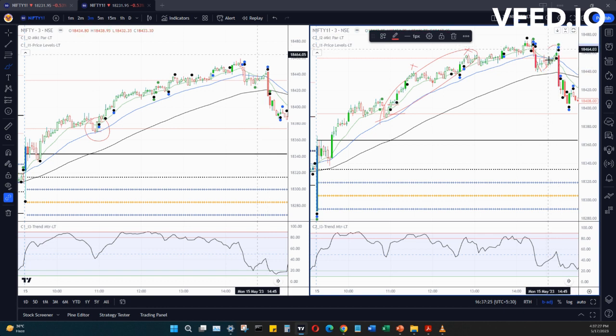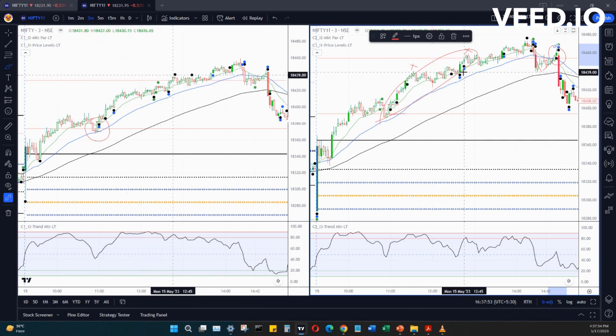Now this is a beautiful setup to enter into a short position, but we do not get into trades post 2:45, because it's not guaranteed that the price may move firmly in one direction. There could be a lot of fluctuation or volatility post 2:45. So we usually don't take trades beyond 2:45. So it's just going to be one trade for the day, right?